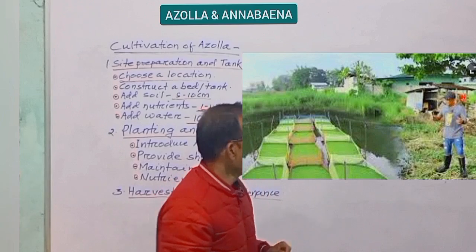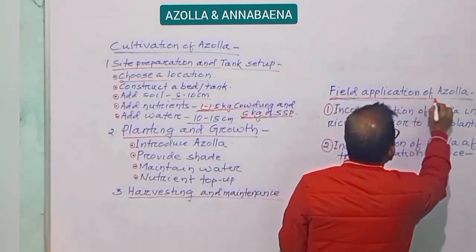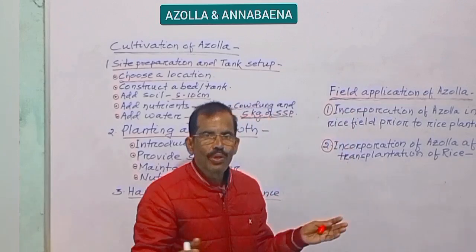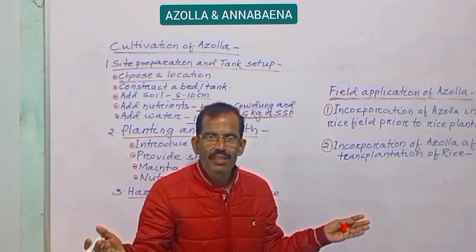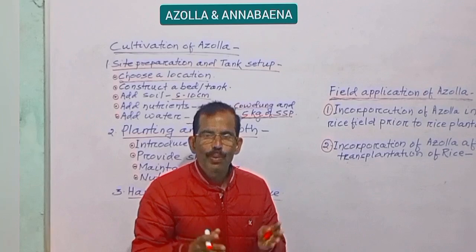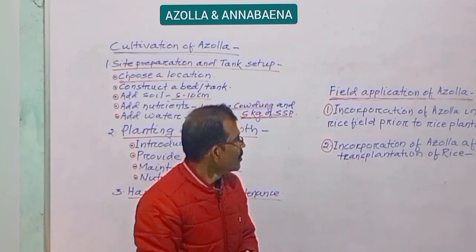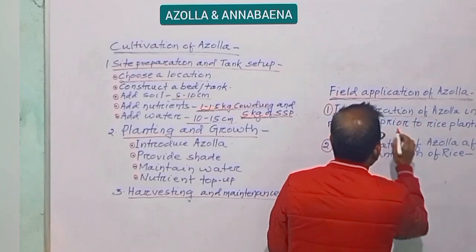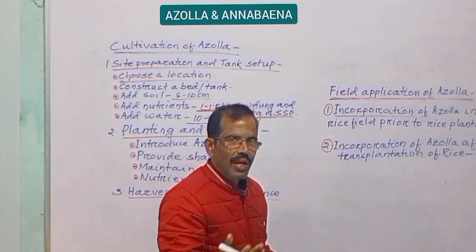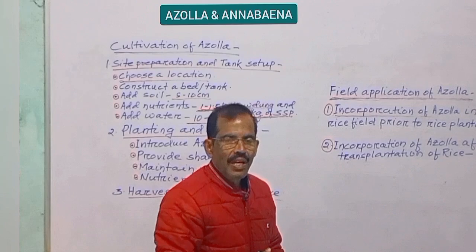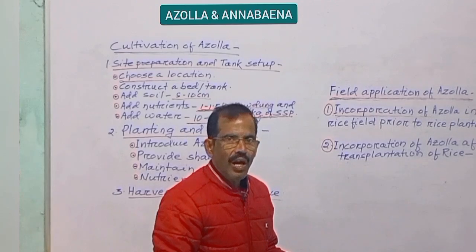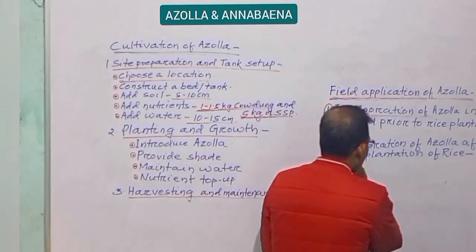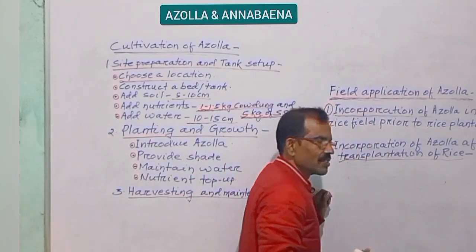Next, we will know about field application of Azolla. There are two different ways in which we can use Azolla as a biofertilizer to promote the growth of rice. First way is incorporation of Azolla in rice field prior to rice plantation. In addition to this, Azolla can also be applied to the rice field after transplantation of rice.